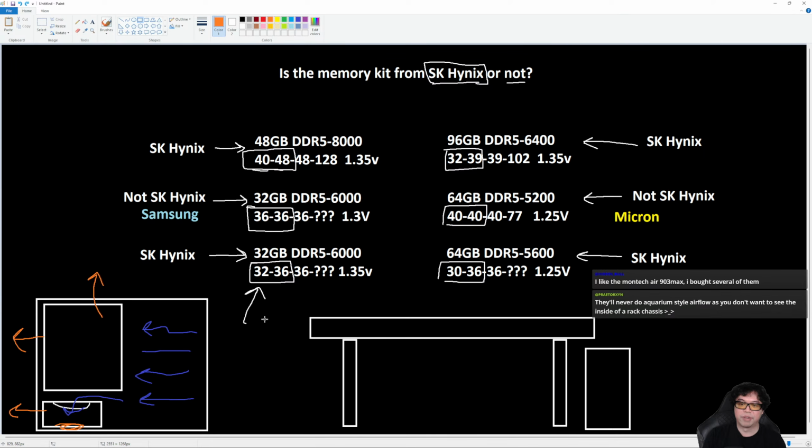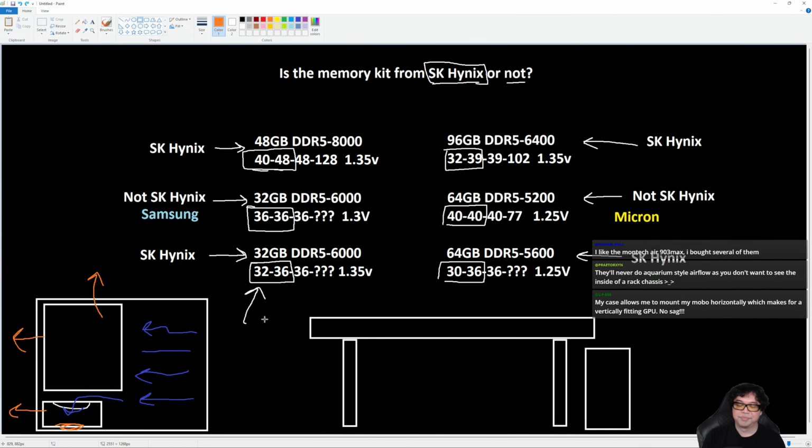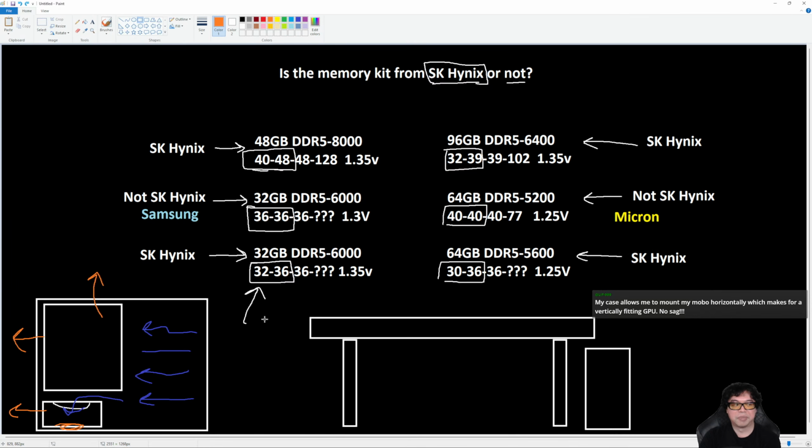You don't want to see the inside of a rack chassis? Yeah, the next time I get a case, it'll probably be a case that's compatible with BTF motherboards. I can see myself doing a BTF build at some point in the future, but I will never use an aquarium case. It's got to be a standard traditional case that supports back-to-front motherboards. But yeah, that's probably going to be my next case.